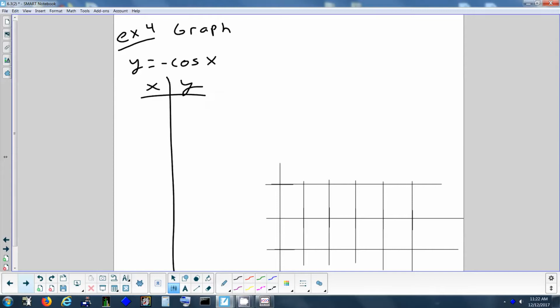And if you're like, well, how does that really fit in with multiplying by a number in front? What number is in front, even though I didn't write it? 1. Yeah, it's like you're doing negative 1 times cosine. So it still fits the pattern of multiplying by a number in front. It just doesn't change the height. So the x's stay the same.